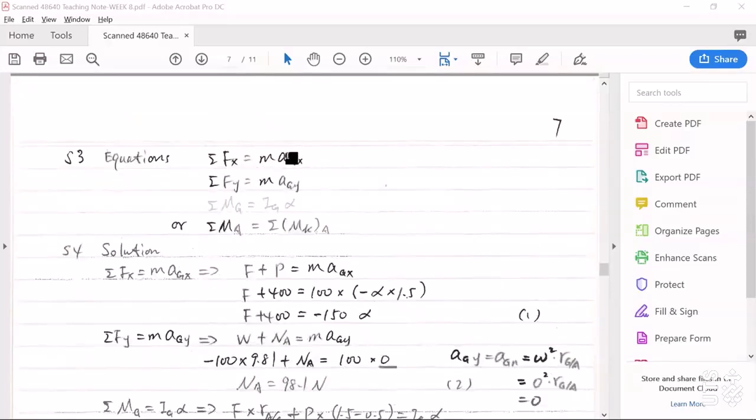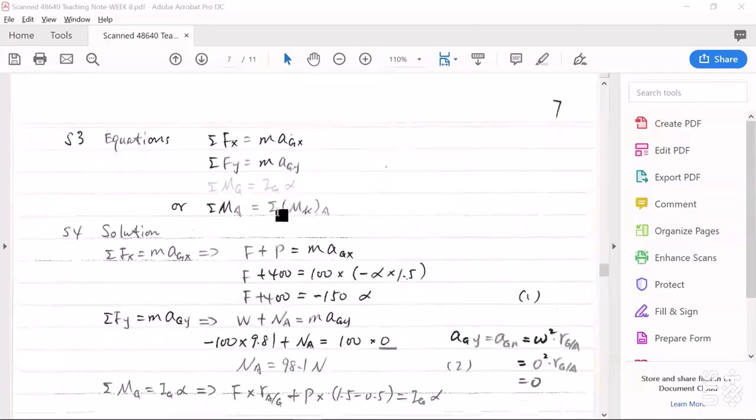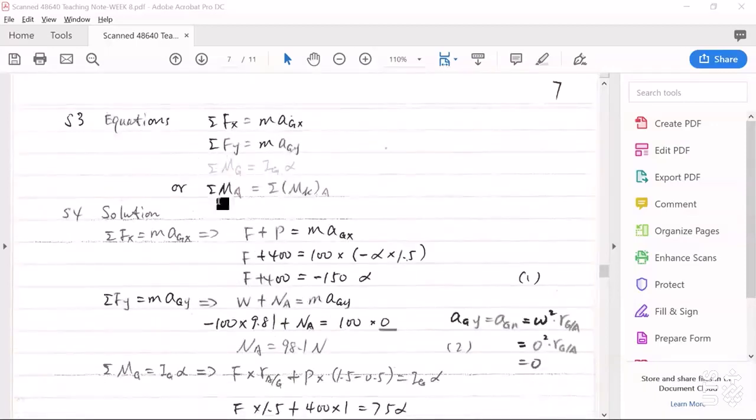Equations. The first two, translation: the component along x direction, along y direction. Rotational component, the calculation can be about the mass center point G, or about the end point A.